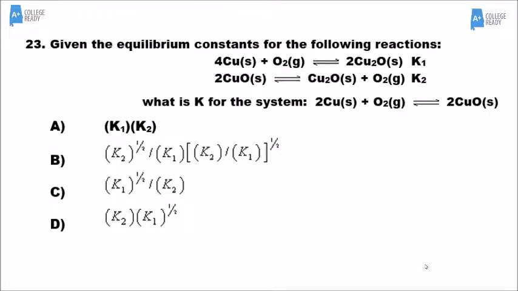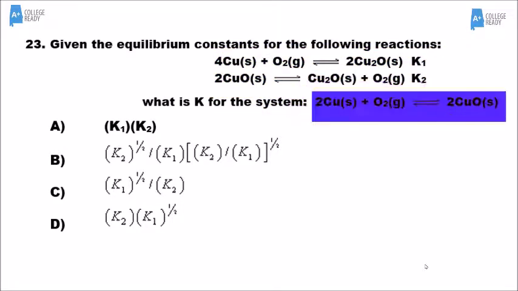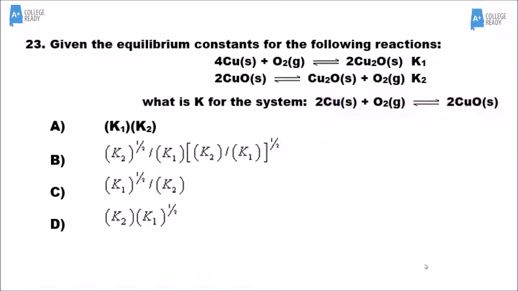We want the 2 equations here to add up to the target equation down here. The first equation we're going to keep, but we're going to have to multiply it through by 1/2. When you multiply an equation through by 1/2, you take the original k value and make it go to the 1/2 power.